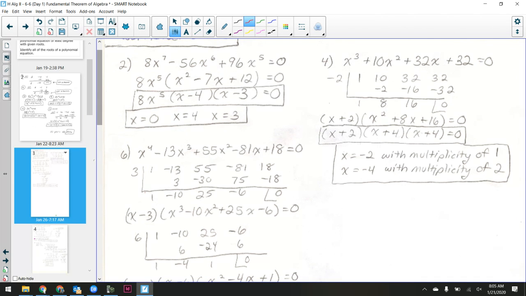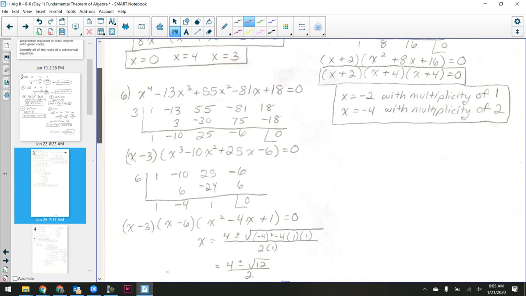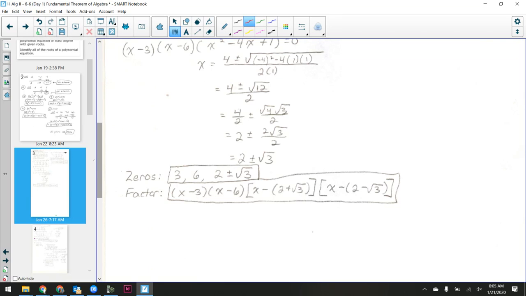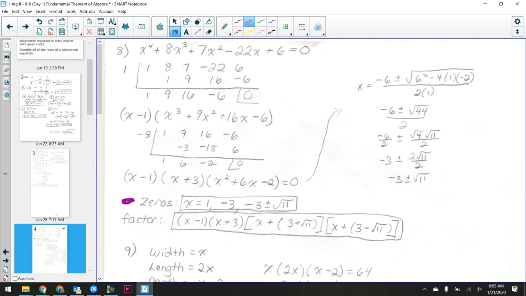Take a look at problem number 4. How many roots does it look like I had? 2, right? However, didn't we have multiplicities? How many times did x plus 4 show up? Twice, right? So we had two x equals negative 4s and one x equals negative 2. What was my final power? 3 altogether. Think about number 6 here. Look at the power, x to the 4th. Look how many zeros I've got: 1, 2, 3, 4.